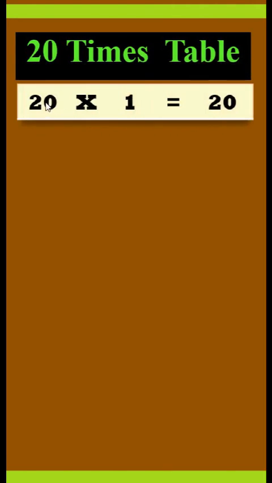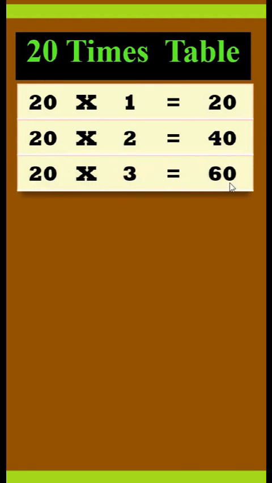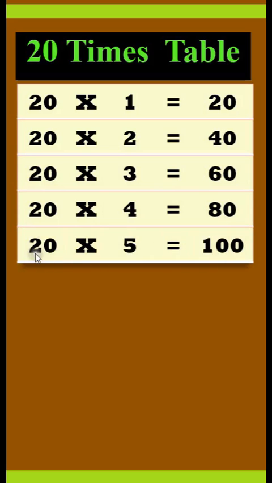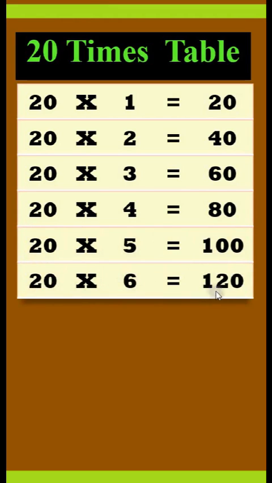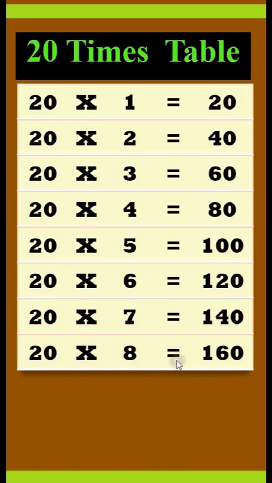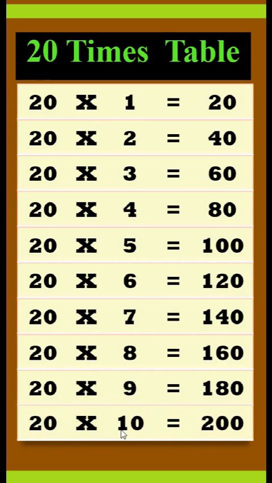20 times table. 20 times 1 is 20. 20 times 2 is 40. 20 times 3 is 60. 20 times 4 is 80. 20 times 5 is 100. 20 times 6 is 120. 20 times 7 is 140. 20 times 8 is 160. 20 times 9 is 180. 20 times 10 is 200.